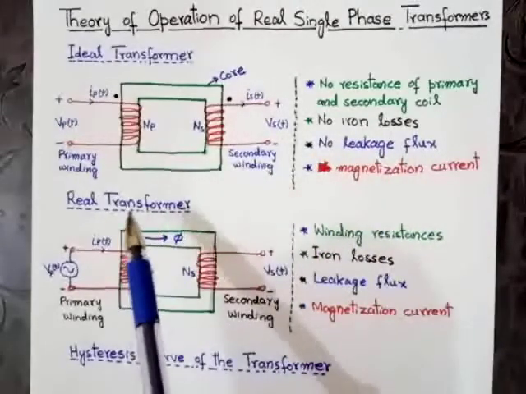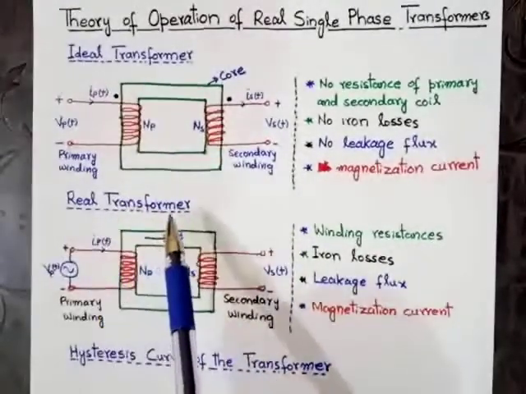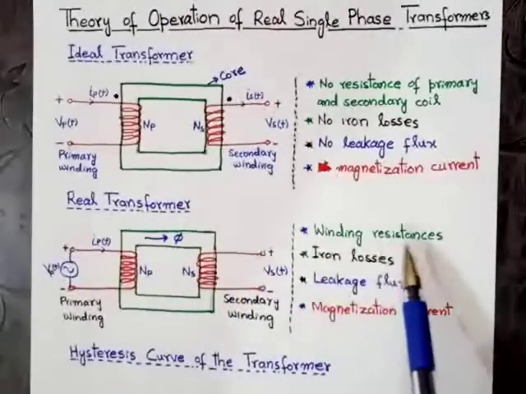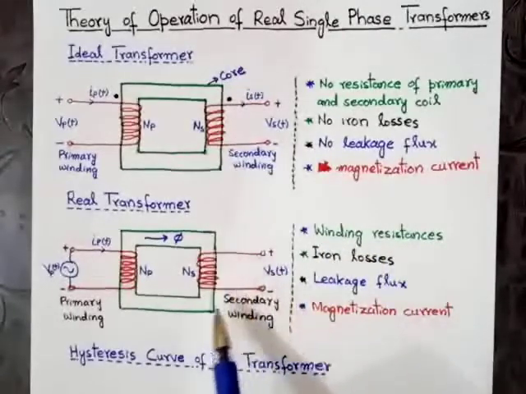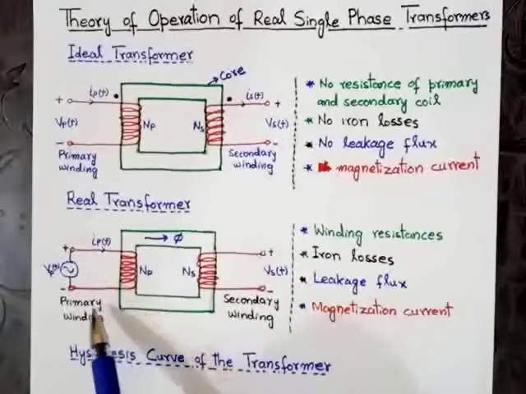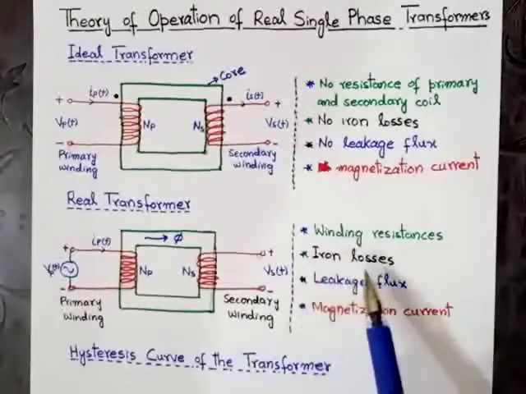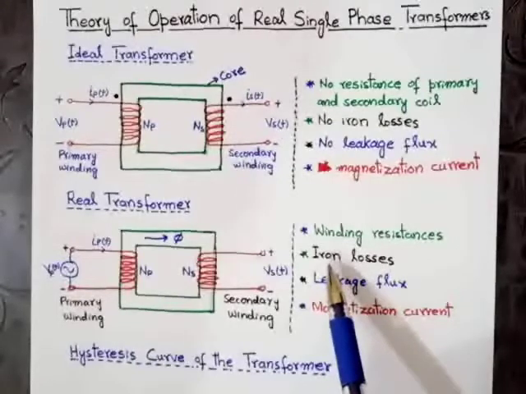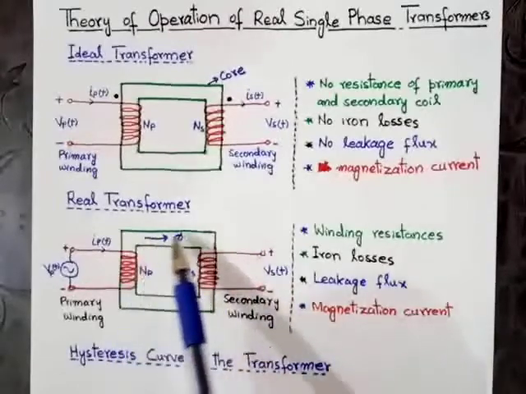A real or practical transformer differs from the ideal transformer in many aspects. The real transformer has winding resistances. It means in case of a real transformer, there will be resistance across the secondary winding and across the primary winding. And also there will be iron losses or core losses. It means in a real transformer, eddy current and hysteresis losses in the core will exist.